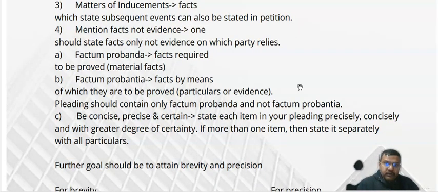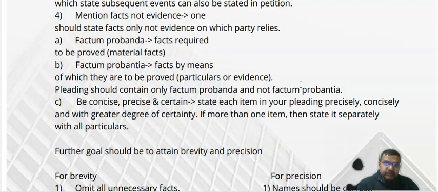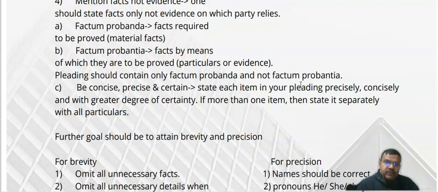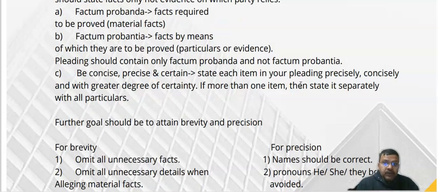Facts required to be proved: material facts, factum probanda. Facts by means of which they are to be proved: particular evidence, factum probantia. Pleading should contain only factum probanda, which are facts that are required to be proved, not factum probantia, which means facts by means of which they are proved. I understand these are a few technical terminologies, but it is just for the sake of clarity. You won't be using it in your legal drafting and careers. So that's there.